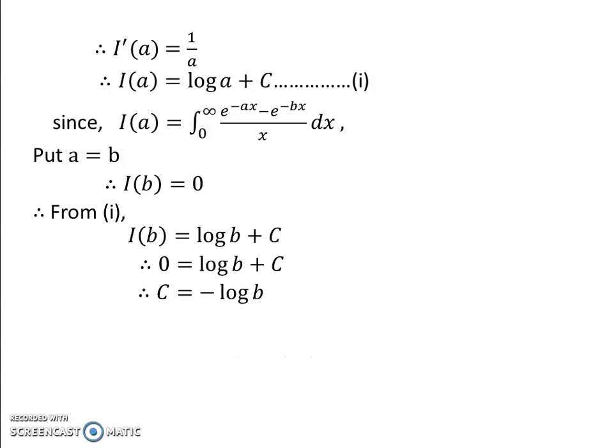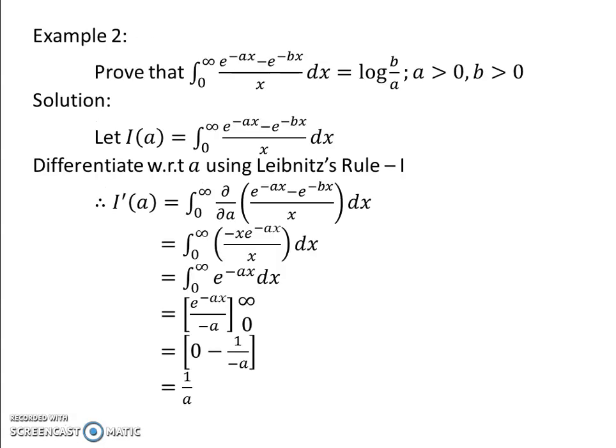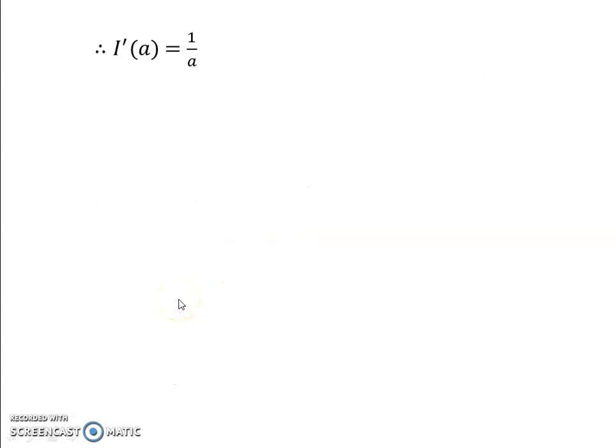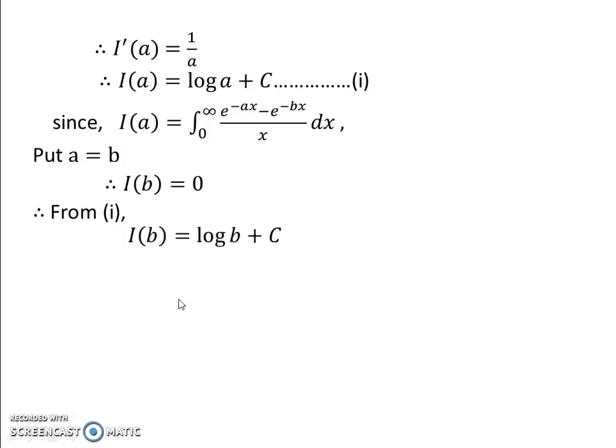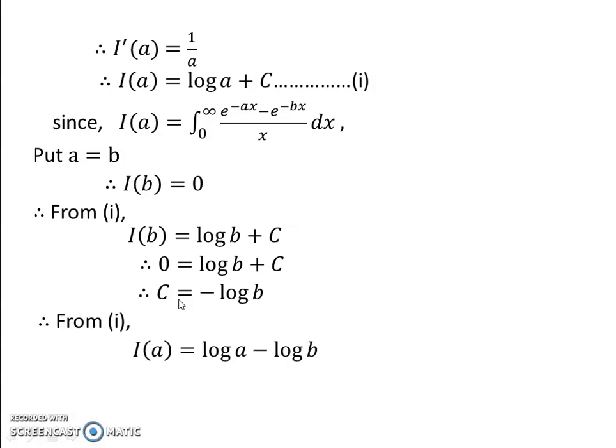Just one mistake is there. In the previous term, if you observe here, it should be minus sign. This minus sign will carry in each step. So make a correction that I of a will be minus log a. Hence, c will be log b. And if you correct this mistake, you will get I of a equal to integration 0 to infinity e raised to minus ax minus e raised to minus bx upon x dx equal to log b upon a. Just correct that mistake. That should be minus times the integration. You will get the correct answer.